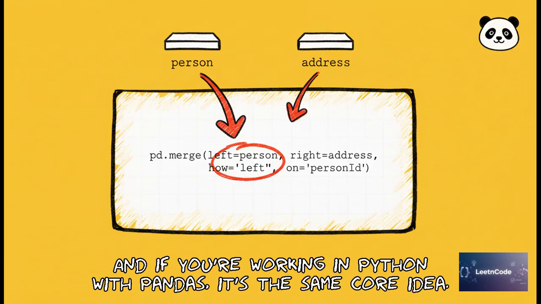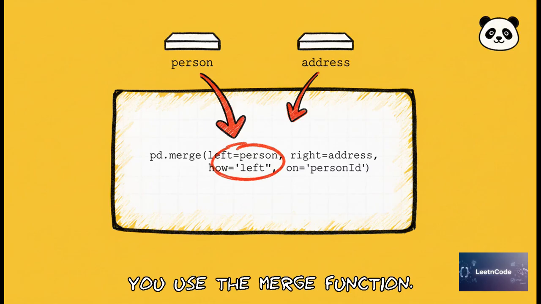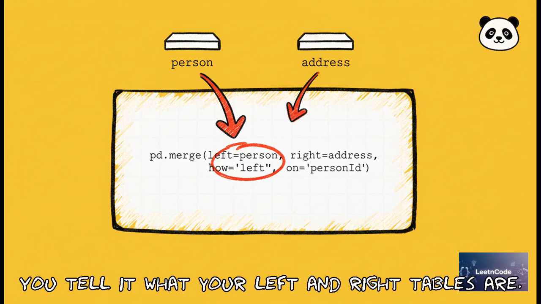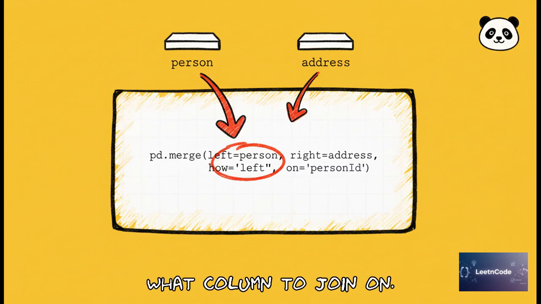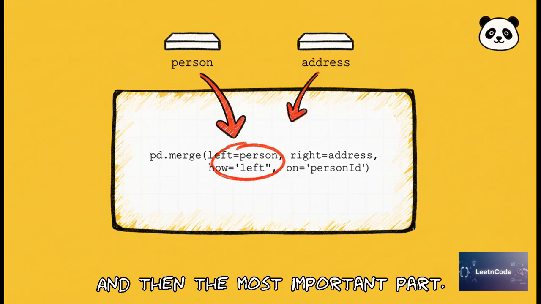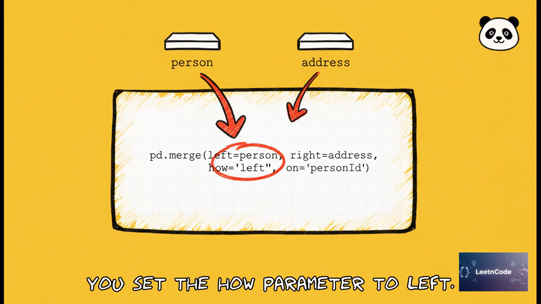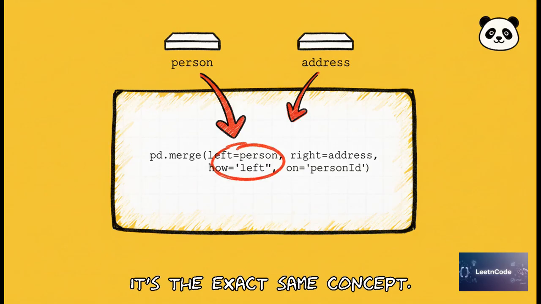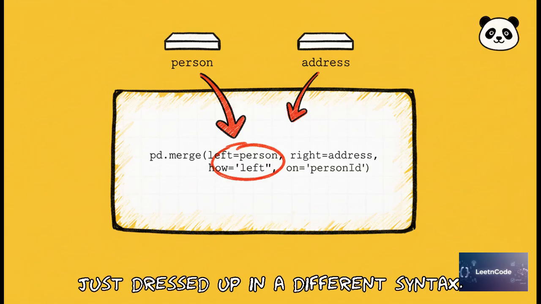That one line tells the database to follow the exact logic we just talked about, keeping everyone from the person table. And if you're working in Python with Pandas, it's the same core idea. You use the merge function, you tell it what your left and right tables are, what column to join on, that's person ID for us. And then the most important part, you set the how parameter to left. It's the exact same concept, just dressed up in a different syntax.